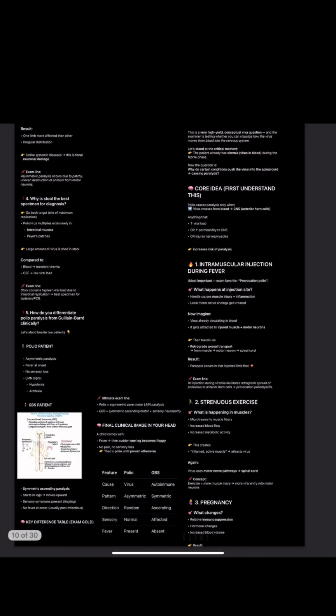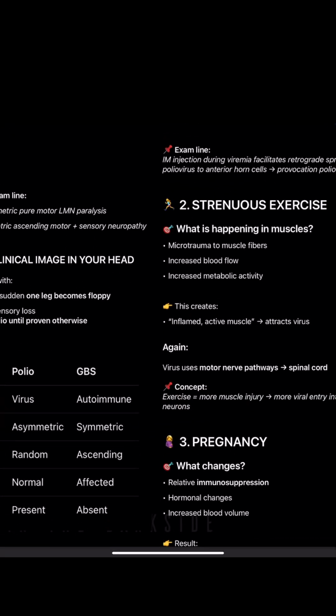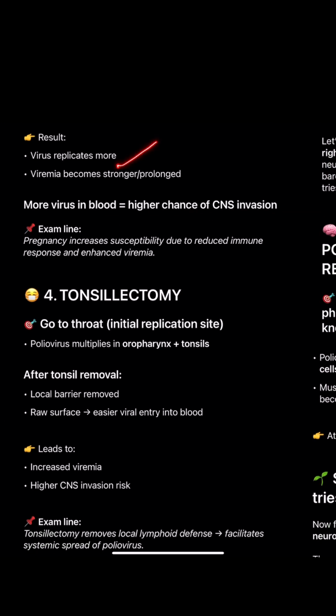Then, in pregnancy, what will happen is there is relative immunocompression, hormonal changes, and increased blood volume. The virus will replicate there more. Viremia becomes strong and prolonged. Now, the virus is in the blood. There are higher chances of CNS invasion.